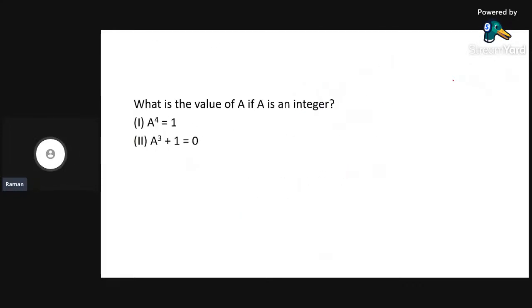Let me give you one more question. Yes, let's solve this question. What is the value of a, if a is an integer? I'll give you 30 seconds. Tell me the answer. So they have mentioned one more piece of information: a is an integer.